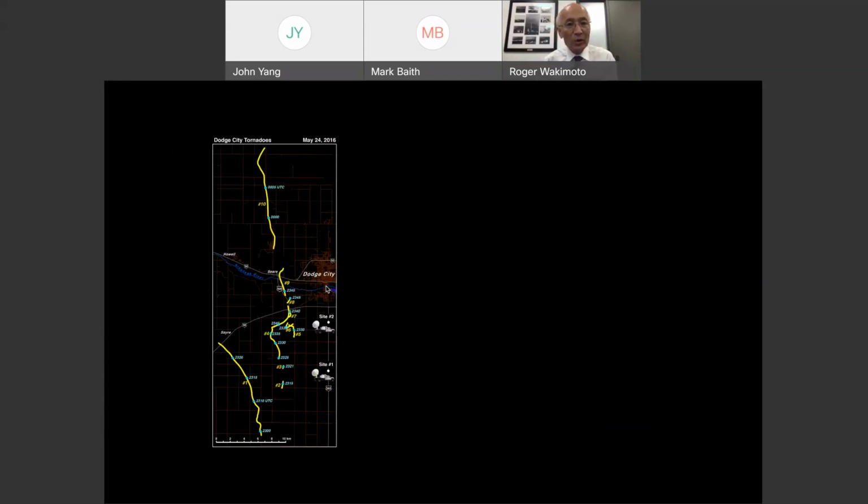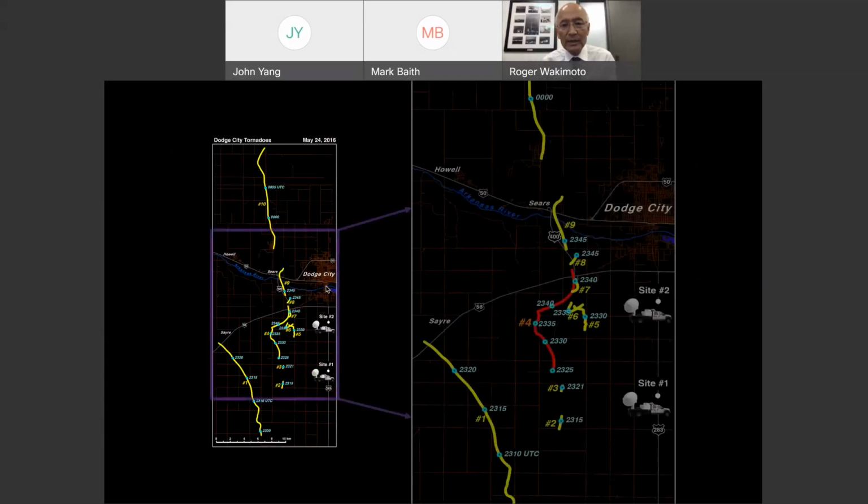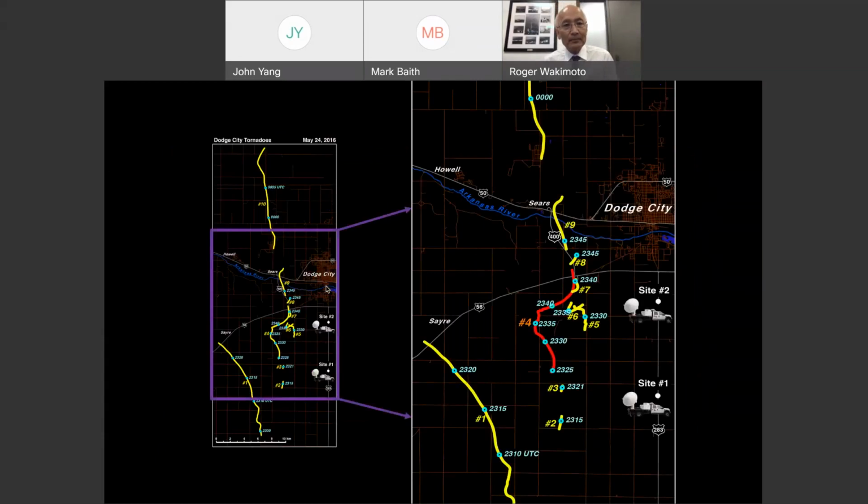A remarkable 10 tornadoes occurred from this one supercell. This is a little hard to see, so let me enlarge it on the right. You see Dodge City. Fortunately, all the tornadoes occurred west of Dodge City, and that's really fortunate. If these tornadoes had gone through Dodge City, I can't imagine how much destruction there would have been and how many people could have lost their lives. Notice RaXPol was set up at 2 sites, site number 1 and site number 2. All the data I'll be showing you today was based on data recorded at site 1.